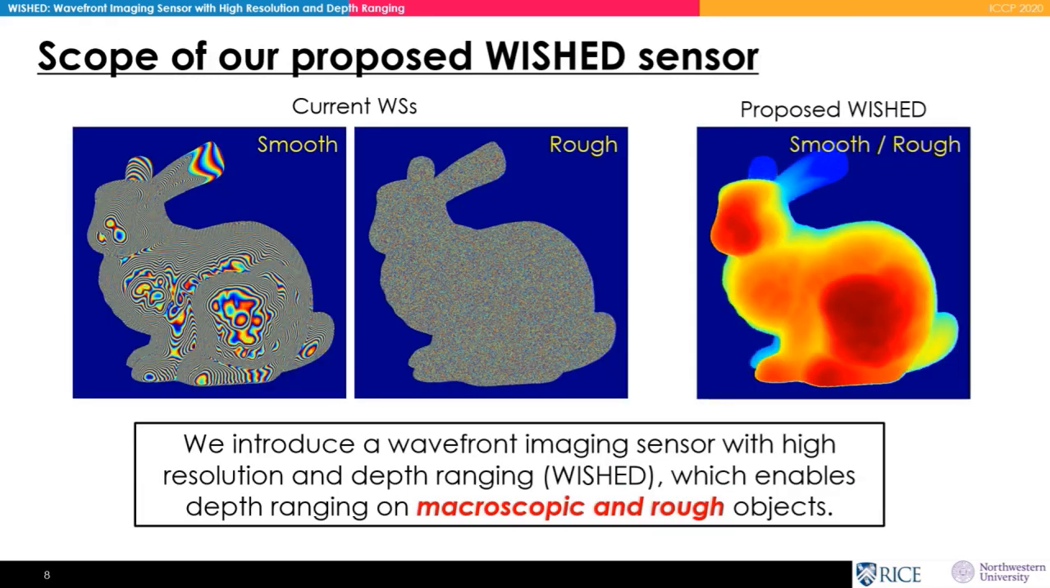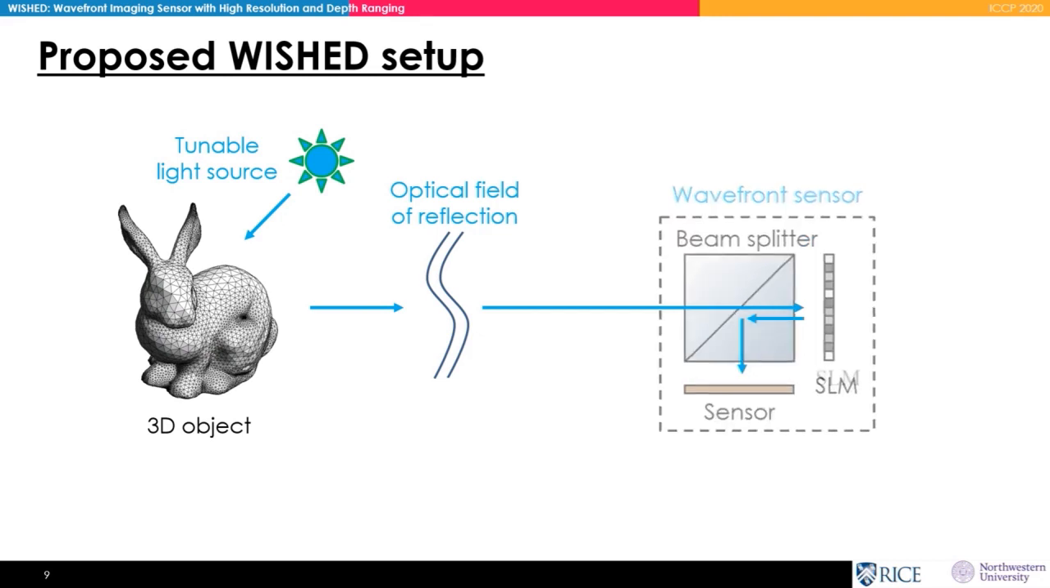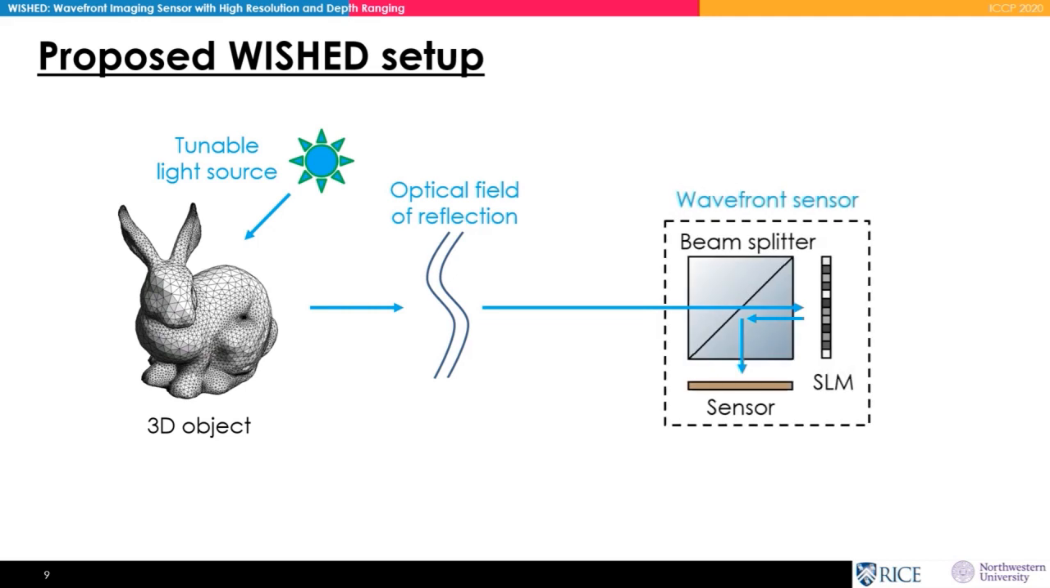In this paper, we introduce a wavefront imaging sensor with high resolution and depth ranging, named WISHT, which enables depth ranging on macroscopic and rough objects. In our proposed WISHT system, there are two key components. We use a tunable laser to illuminate the object sequentially with two close wavelengths. For each wavelength, we adopt a computational imaging-based wavefront sensor to estimate the optical field with high spatial resolution.